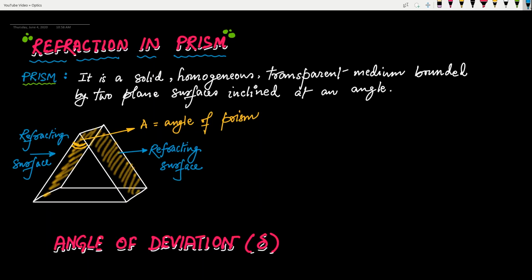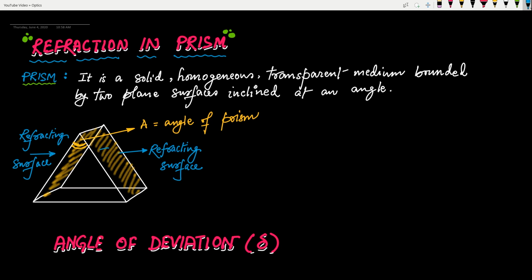So let's start our study on the concept of refraction in prism, and let's look into the definition of prism first. It says that it is a solid, homogeneous, transparent medium bounded by two plane surfaces inclined at an angle. So as you can see in this figure, there are two surfaces and those two surfaces are inclined at an angle. The two surfaces are this yellow shaded color, the yellow shade that I've given.